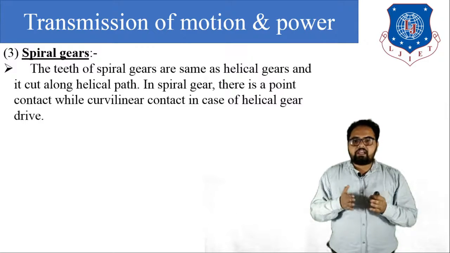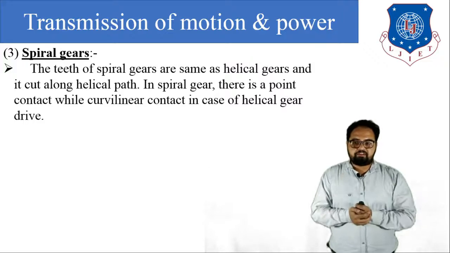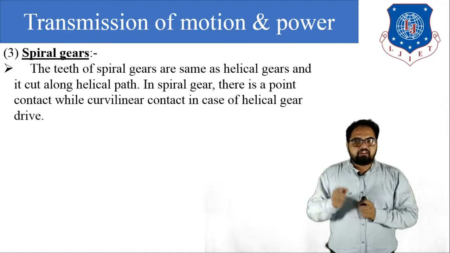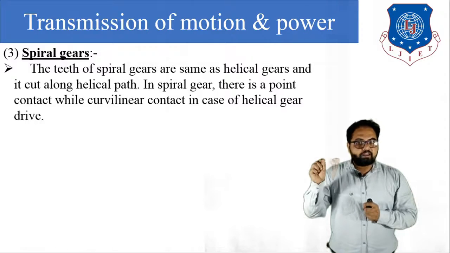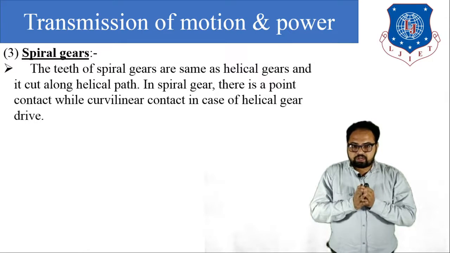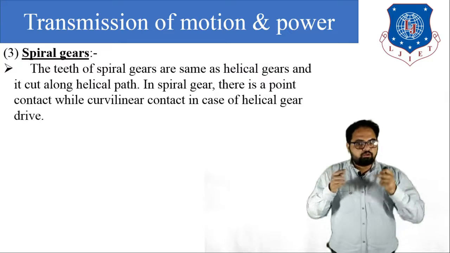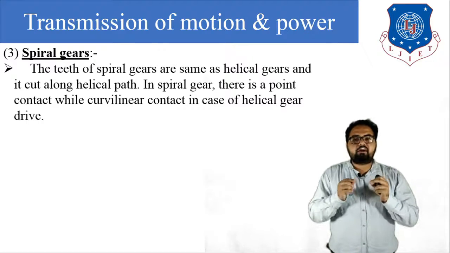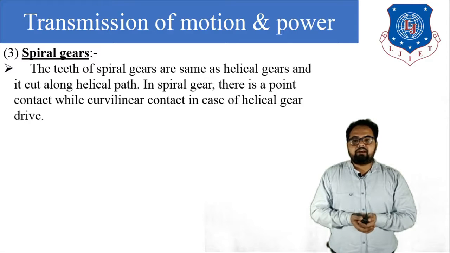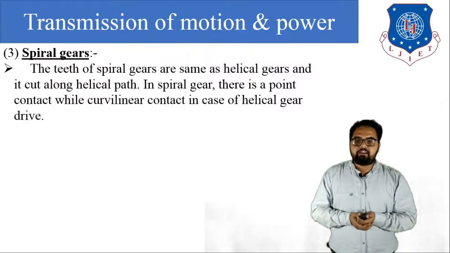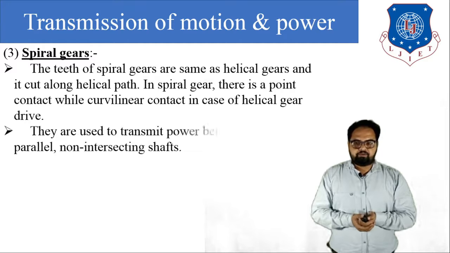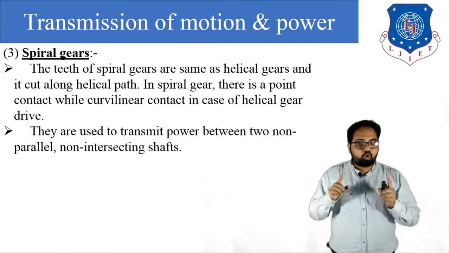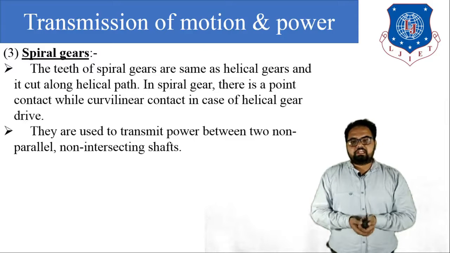The teeth of the spiral gear are the same as helical gears, and are cut along a helical path. In a spiral gear there is a point contact. In a helical gear there is a surface contact, but in a spiral gear the driving gear and driven gear are in point contact, and there is a curvilinear contact in case of a helical gear, while in case of a spiral gear there is a point contact. These are used for transmission of power between two non-parallel and non-intersecting shafts.